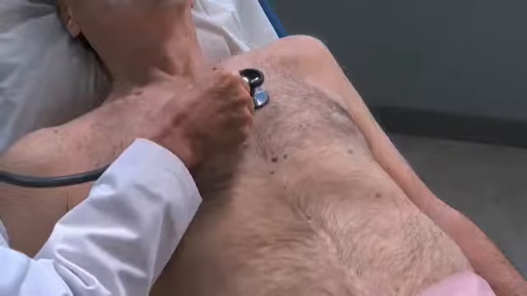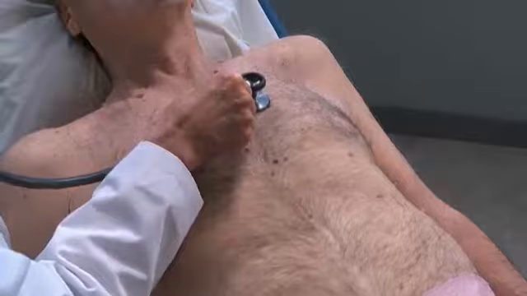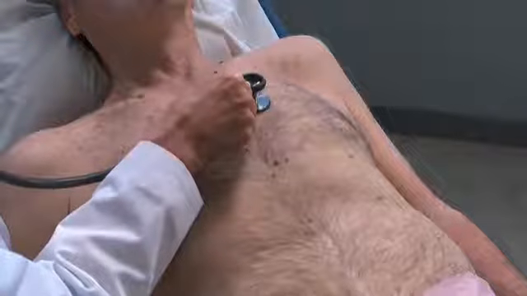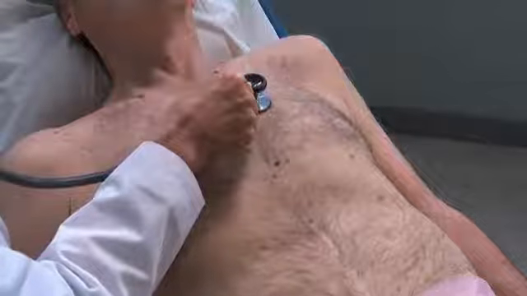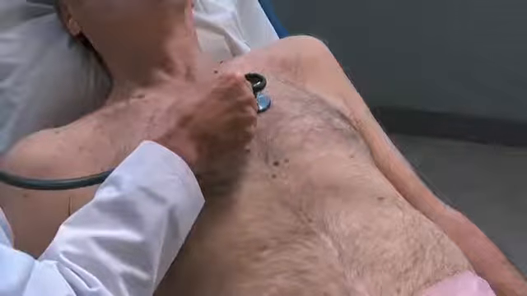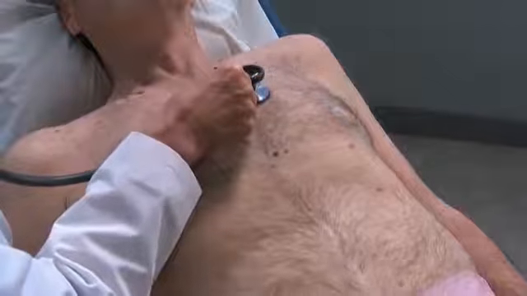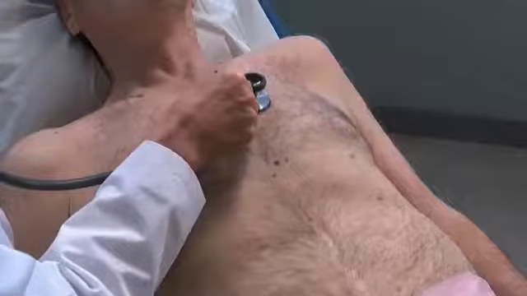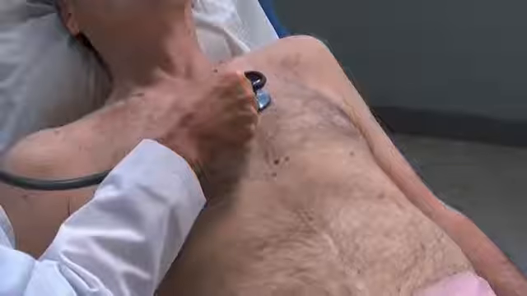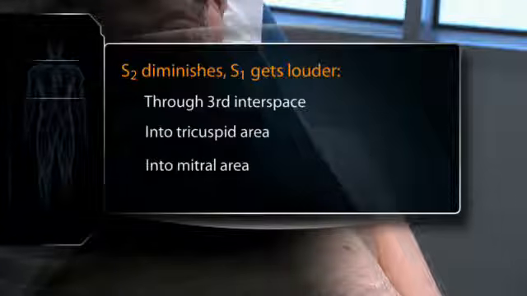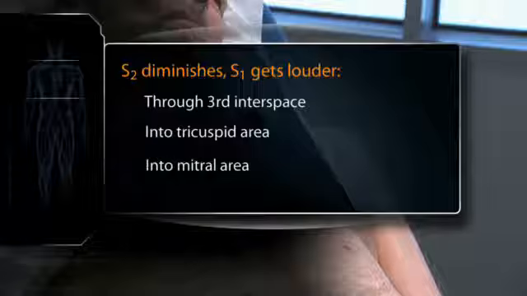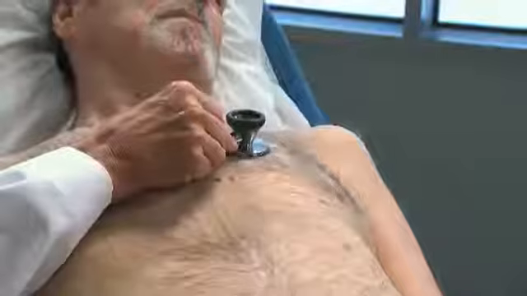This physiologic split of S2A and S2P normally occurs during inspiration. During expiration, however, these two components are fused into a single sound, S2. Listen again. S2 usually diminishes in intensity, while S1 becomes louder as you proceed down through the third interspace and into the tricuspid and mitral areas.